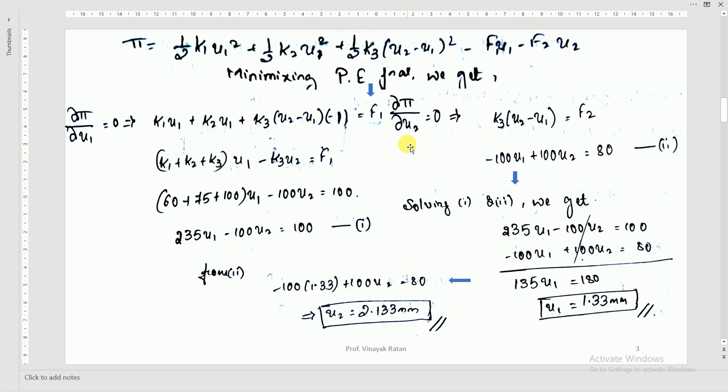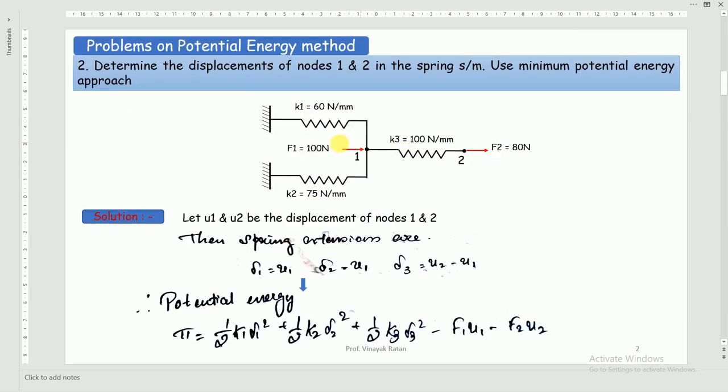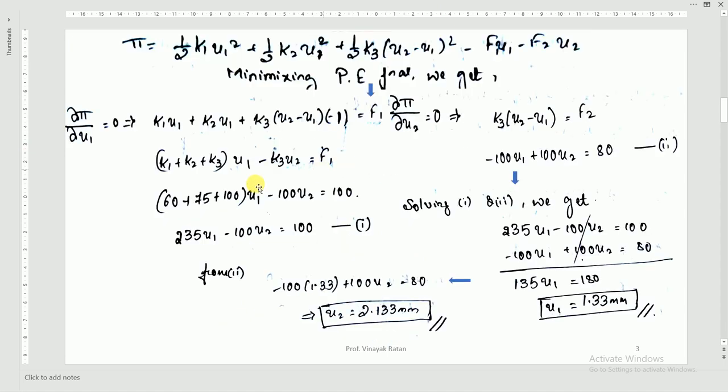Now the values of K1, K2 and K3, and F1 and F2, are given to you. Substitute those values. When you substitute, you'll get the first equation as 235 U1 minus 100 U2 equal to 100, and the second equation as minus 100 U1 plus 100 U2 equal to 0. When you solve both simultaneously, you will get U1 equal to 1.33 mm. Once you get U1, substitute it in either of the two equations, and you will get U2 as 2.133 mm. Got it everyone?